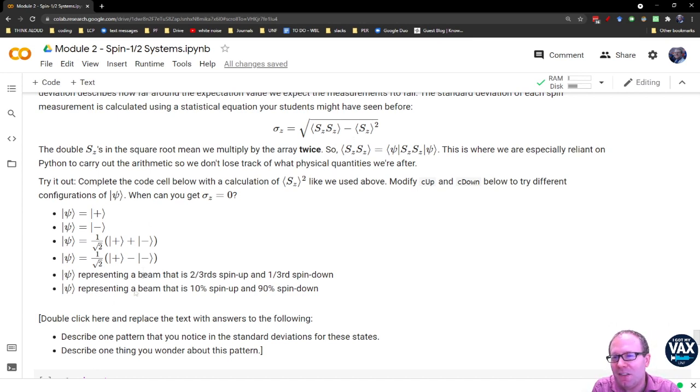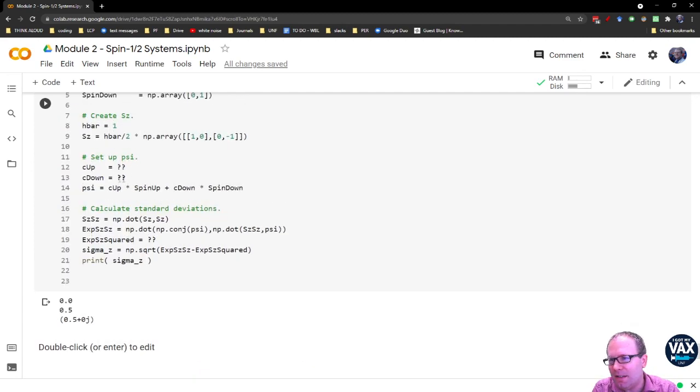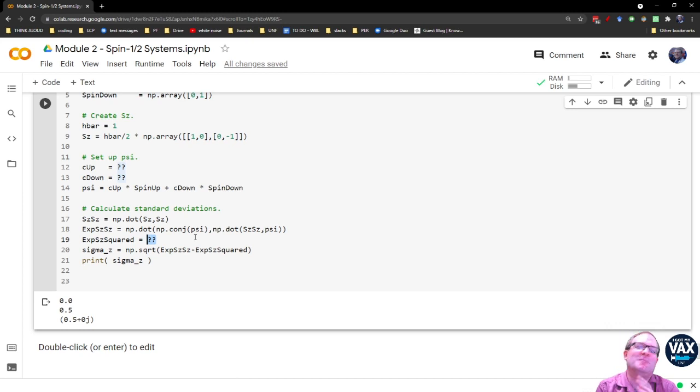So we've got these scenarios here, and we want to ask you, when can you ever get the standard deviation equal to 0? When are you guaranteed to get an exact value of SZ that has no standard deviation? Because it's actually pretty difficult to get. So what we're asking you to do here, again, you're going to play around with the C up and C down. We're also going to ask you to put in the calculation of the expectation value of SZ. That's done above if you go look for it, and then we just need you to square it there to replace those 2 question marks.